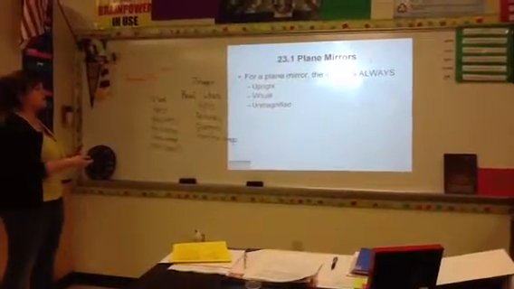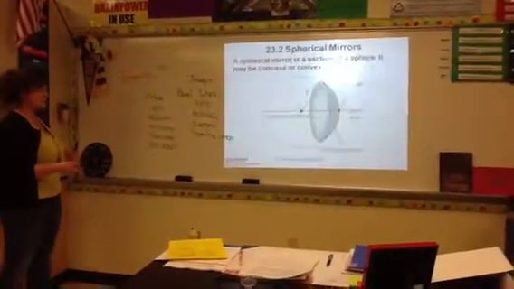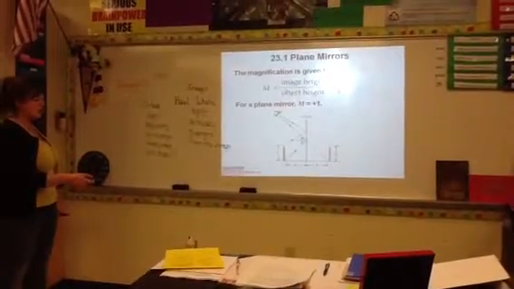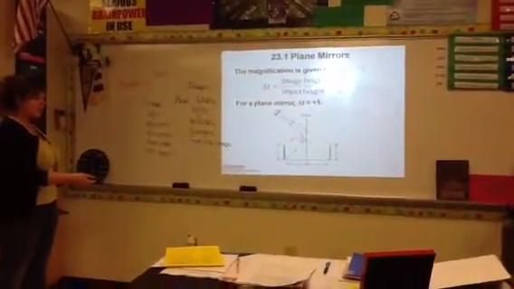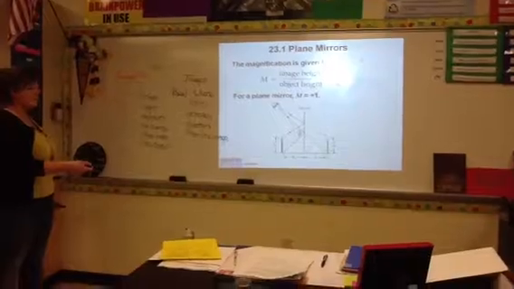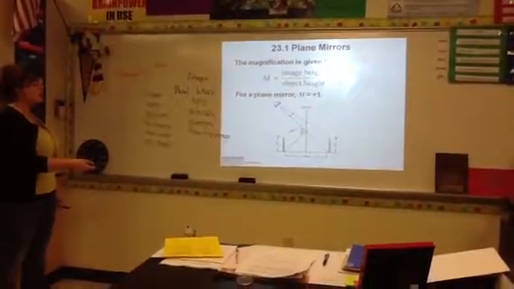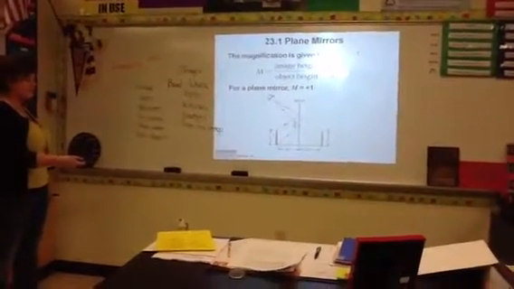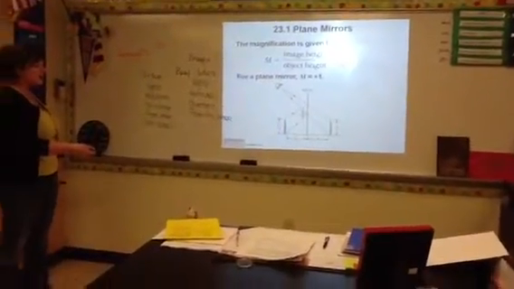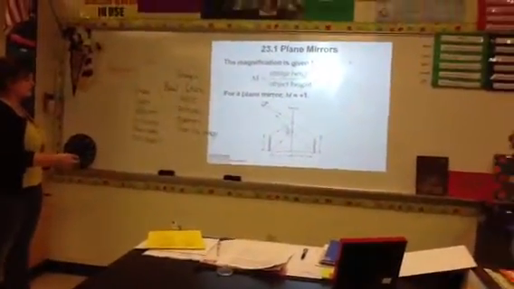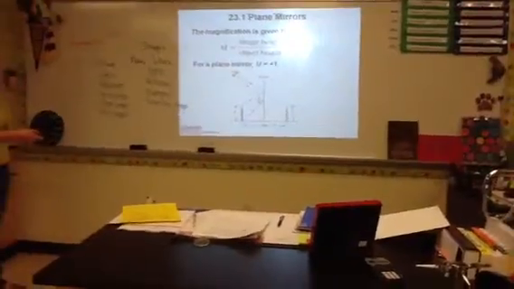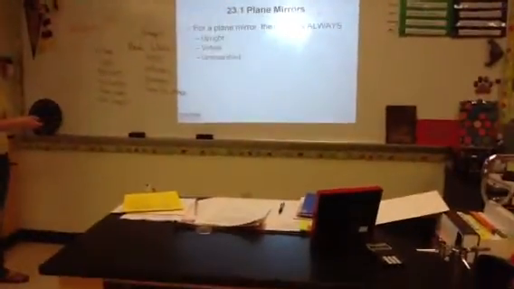Okay, so for a plane mirror, the image is always upright. If it were inverted, I would see that flame down below on the surface here, and the bottom of the candle would be up above. So I know my image is upright because it looks exactly the same. I see that my object distance is equal to my image distance. My object height is equal to my image height. So it means my magnification is 1.